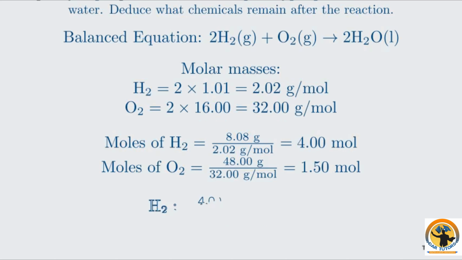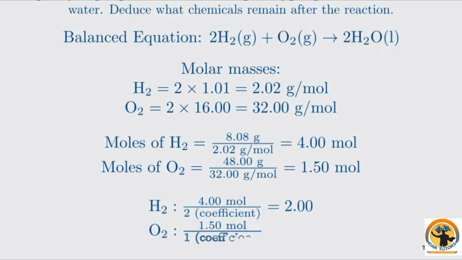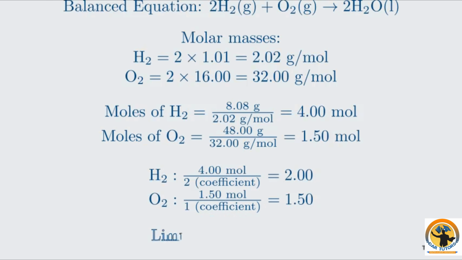For hydrogen, we divide its 4.00 moles by its coefficient of 2, getting 2.0. For oxygen, we divide its 1.50 moles by its coefficient of 1, getting 1.50. Since 1.50 is smaller than 2, oxygen is the limiting reactant. It will be completely consumed.